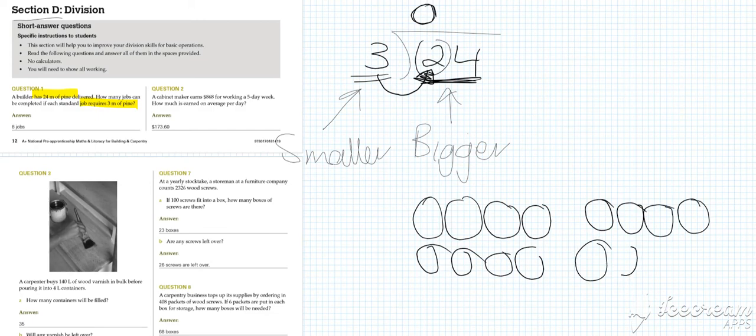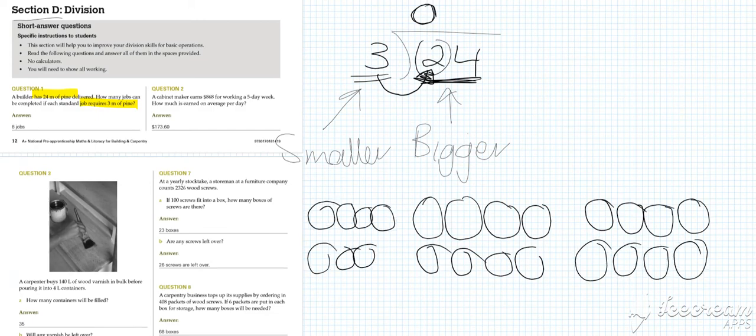Now I can see that 3s are definitely going to fit in here. I've got 24 potential seats. Let's see how many groups of 3 I can make. There's one group of 3, another group of 3, another group of 3, another, another, another, another, another group of 3.